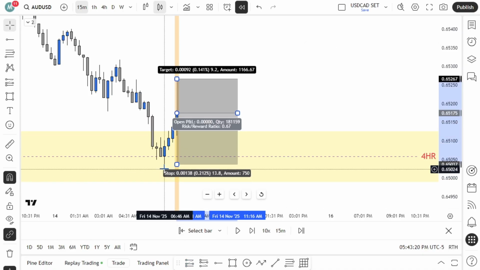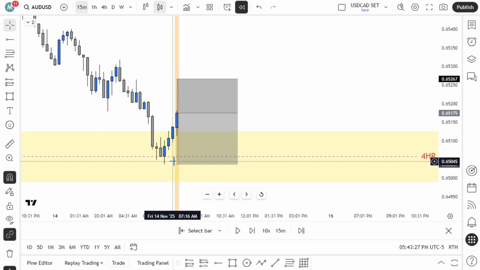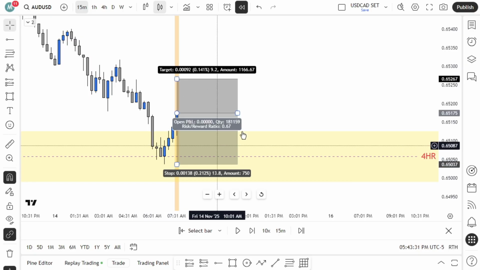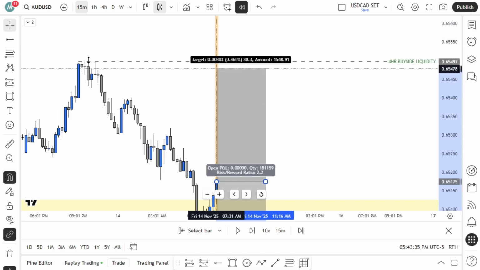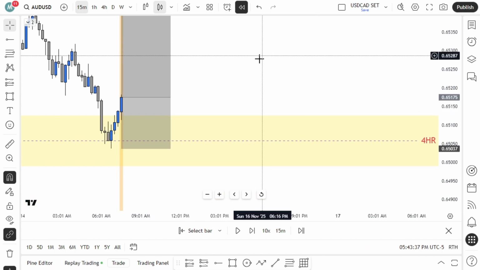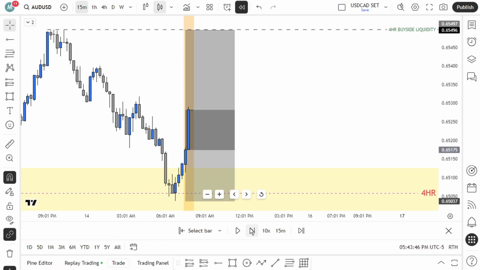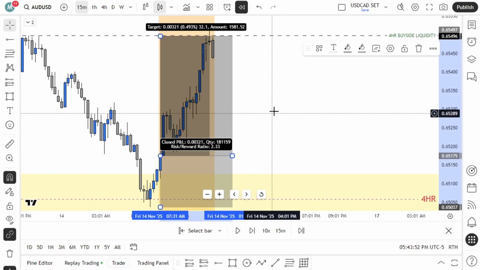And we have a valid, nice bullish candle to enter off. We can place our stop loss right below this low, and we can look to target the 4-hour buy side liquidity high. Let's see how price plays out. And just like that, price goes straight into profit.